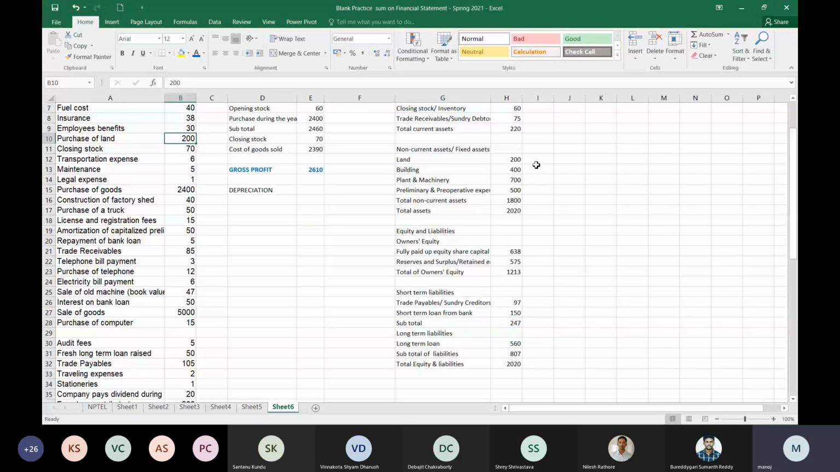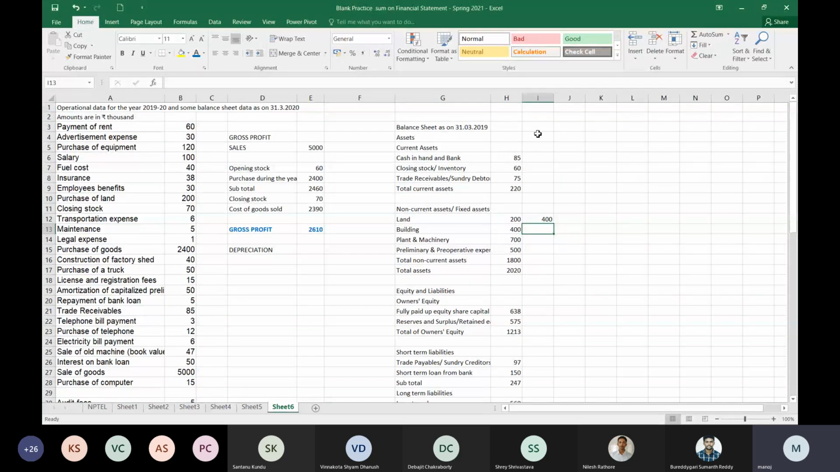So you can write right here: previous year's balance plus what you bought. So land becomes 400. This is the balance sheet as on 31/3/2019, and this is the balance sheet as on 31/3/2020. So we have got one entry already done. Land is not depreciable, so we are not considering it here.